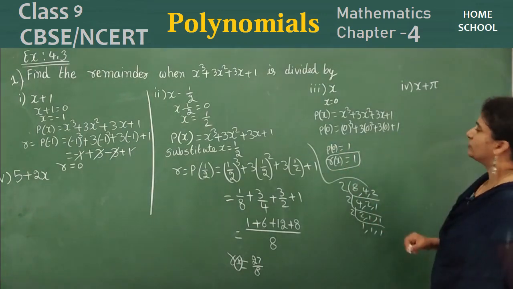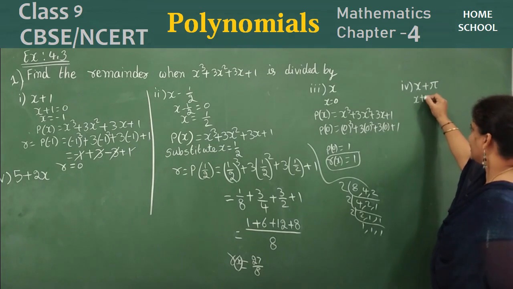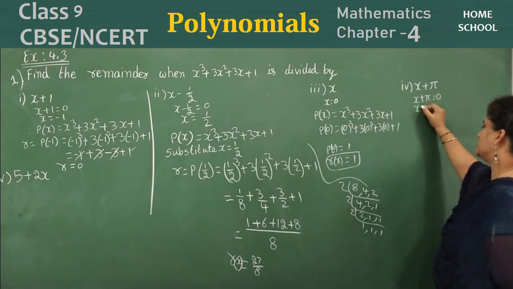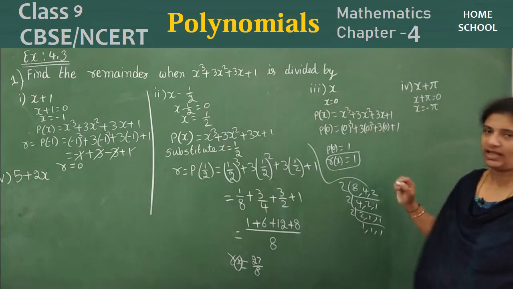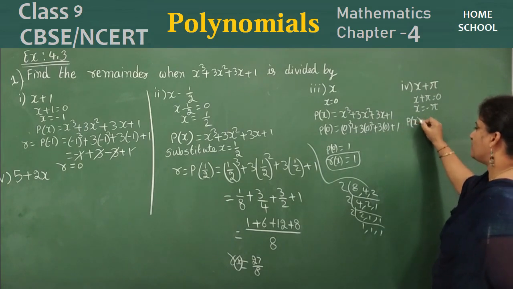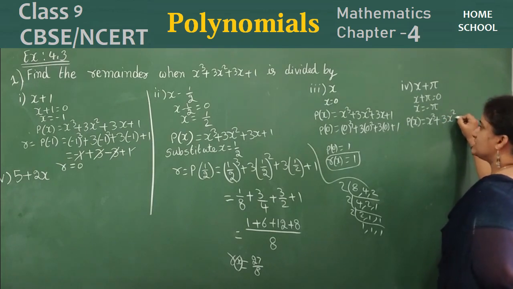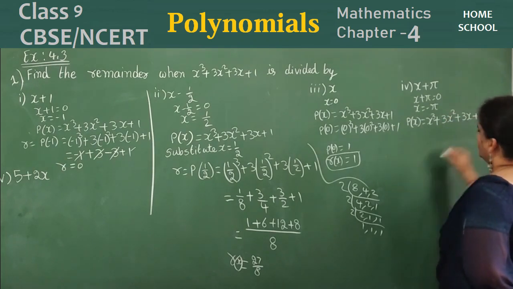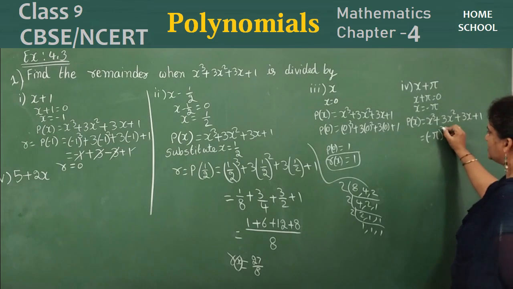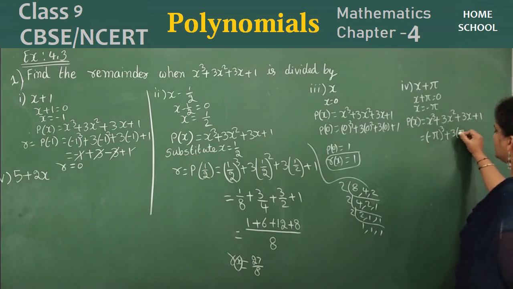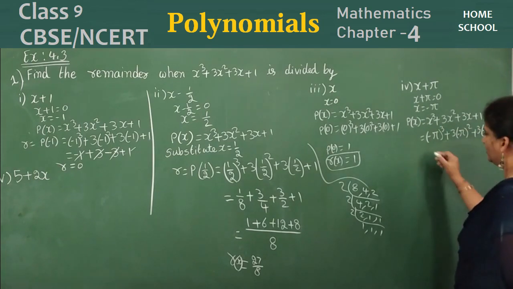Now see the fourth sub question, x plus pi, children. So again find the 0 of the polynomial, x plus pi equal to 0, x is equal to minus pi. This minus pi substitute there. Write the polynomial p of x is equal to x cube plus 3x square plus 3x plus 1. Wherever you have x, substitute minus pi whole cube plus 3 into minus pi whole square plus 3 into minus pi plus 1.